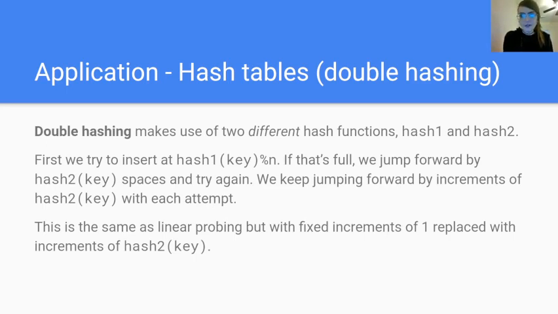First, you try to insert at hash1(key) mod n, just like with linear probing. If that spot is full, then we jump forward by hash2(key) spaces. Whereas before we jumped forward by 1 space every time, the next space, the next space, this time we're jumping forward by an increment determined by the second hash function. So you keep jumping forward by increments of hash2(key) with every attempt. Same as linear probing, but with a different increment: instead of 1 every time, it is hash2(key) every time. That's our scheme for double hashing.